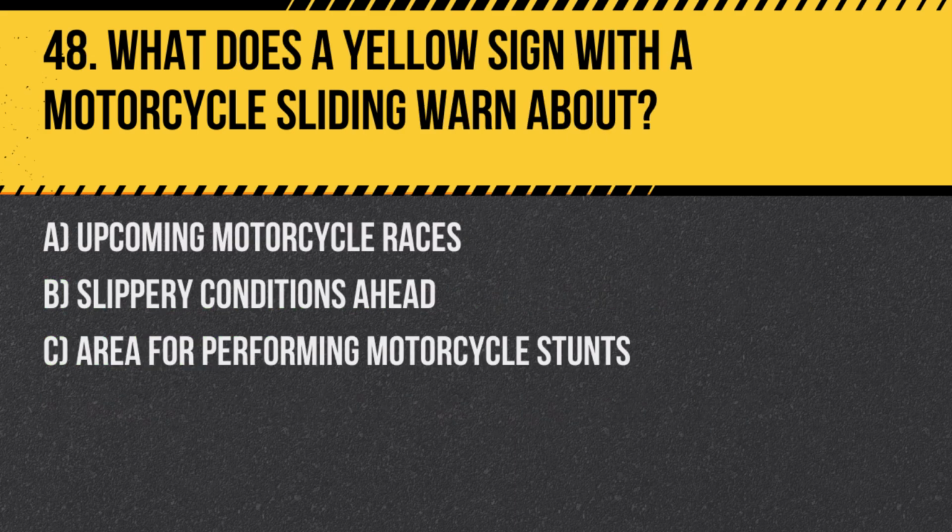Question 48. What does a yellow sign with a motorcycle sliding warn about? A. Upcoming motorcycle races. B. Slippery conditions ahead. C. Area for performing motorcycle stunts. Answer: B. Slippery conditions ahead. This sign is to caution riders about potential hazards that could cause loss of control.